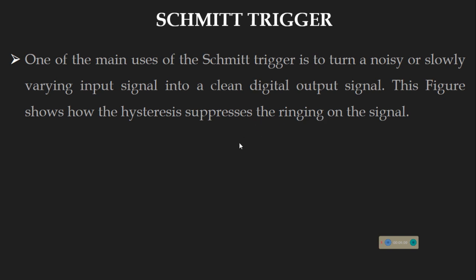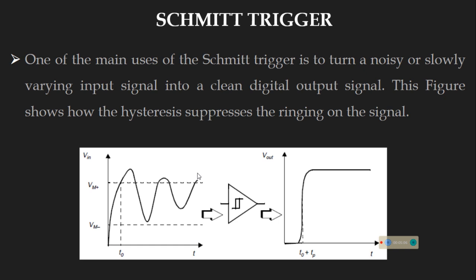Ringing on the signal in the sense the same type of signal is going to be repeated at varying frequency. That is being depicted in this diagram. The left hand side is an oscillating sinusoidal waveform. This is an example for a decaying type of oscillation. Vm minus and Vm plus are the LTP and UTP of the Schmitt trigger. When this type of signal is passed to a Schmitt trigger, it produces a proper pulse signal, that is T0 plus Tp. Here Tp is the pulse time. Yes, the main advantage and main application of the Schmitt trigger is noise suppression.